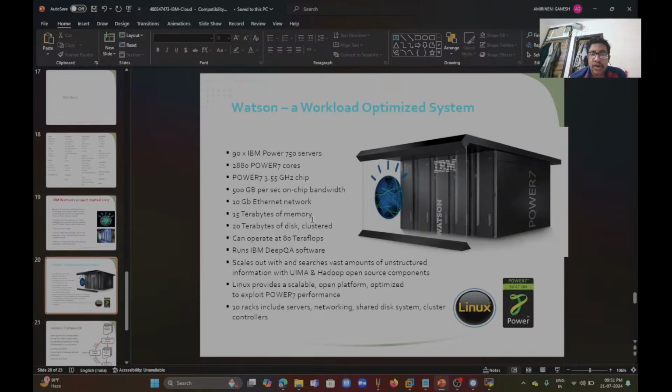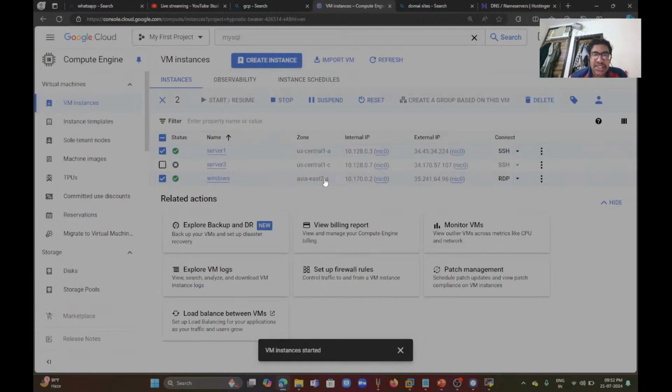This is the Watson workload optimized system, the optimizer system. 90 plus IBM Power 750 servers are available in this optimizer system, with Power7 cores, a Power7 3.55 GHz chip, memory and 500 GB on-chip bandwidth, 10 gigabit Ethernet network, 15 terabytes of memory, 20 terabytes of disk and a clustering mechanism. Clustering everybody knows. I will show you a sample demo for this. This is the cluster.